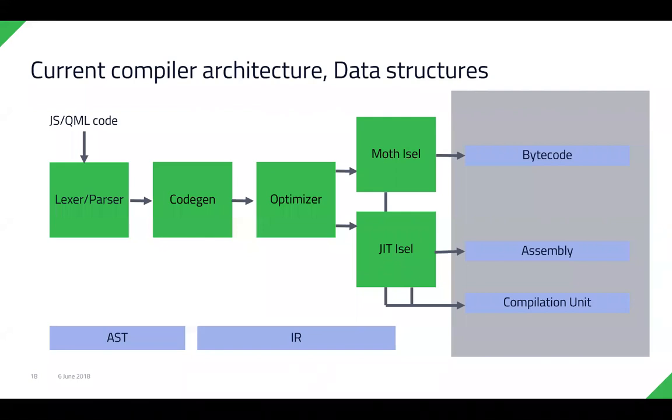Both of those also generated something called a compilation unit, which was auxiliary, read-only data that comes together with the bytecode or the JITted assembly. As you can see, it's a rather long pipeline, and it took a lot of time and really hurt especially our startup time performance.